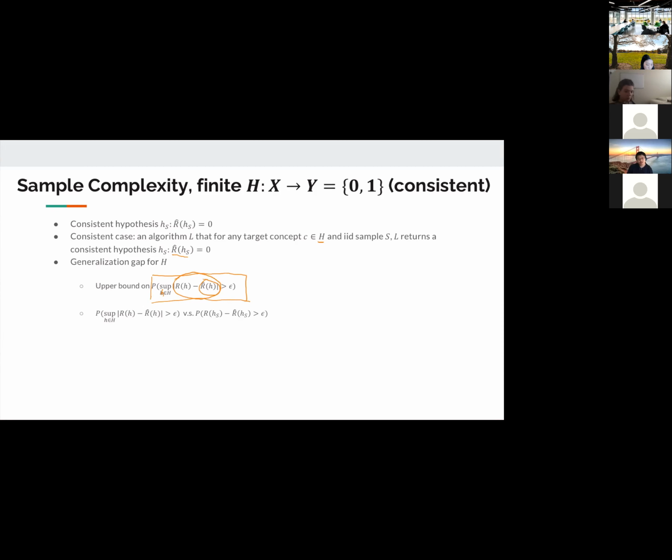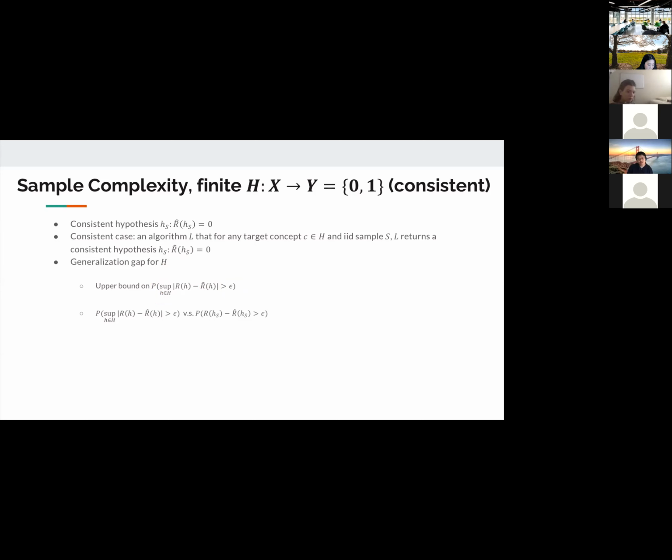So that is the generalization gap for capital H, because capital H is the set of hypotheses, right? So you wanted to find the maximum gap within the hypothesis class. So you're getting a hypothesis H, and you're taking a supremum over the small h. Okay?